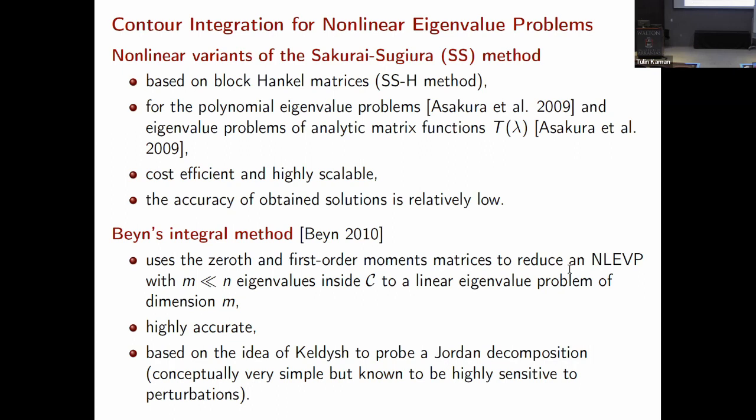Then the method of Beyn, which was highly accurate, but it was using only the zeroth and first order moment matrices to reduce the problem to a smaller dimension. But since it uses the Keldysh theorem, which is actually related to the Jordan canonical form, it is highly sensitive to perturbation. So there were some problems with those apparatus. So that's why we are still looking for a method, although I'm not sure if we're getting anywhere close to the method for solving nonlinear eigenvalue problems.